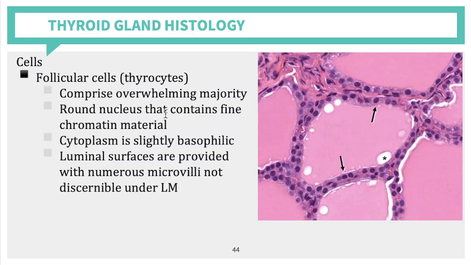Take note, they comprise the overwhelming majority. Round nucleus, you can appreciate, no? Round nucleus that contains fine chromatin material. Cytoplasm is slightly basophilic. The luminal surface, this portion here, is provided with numerous microvilli. You can appreciate a lot of microvilli here, but take note, it is not discernible under light microscopy, okay? You need a specialized microscope to identify the microvilli in your follicles, okay?